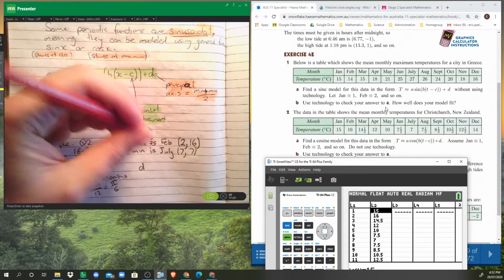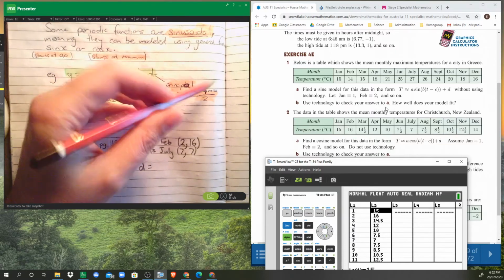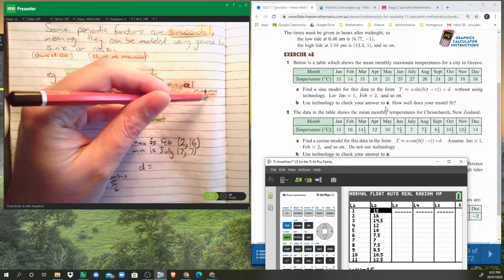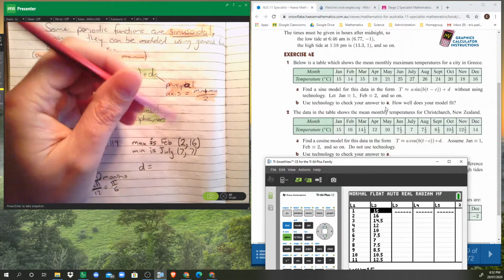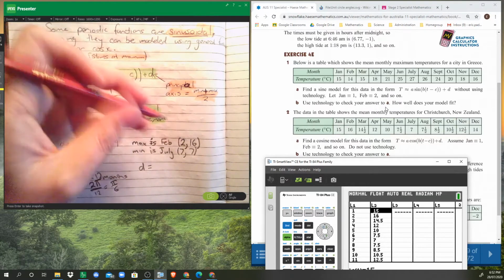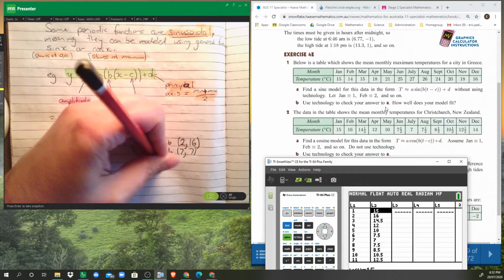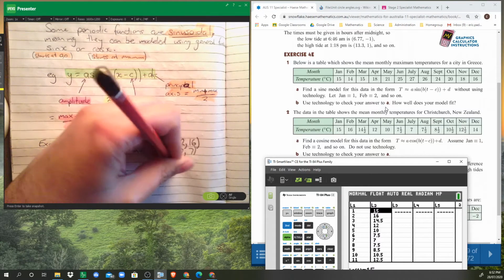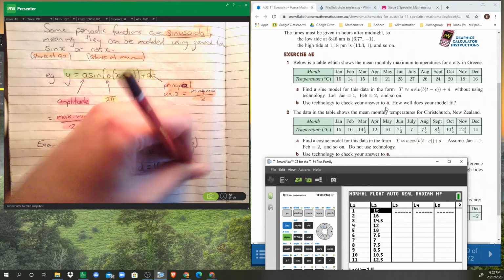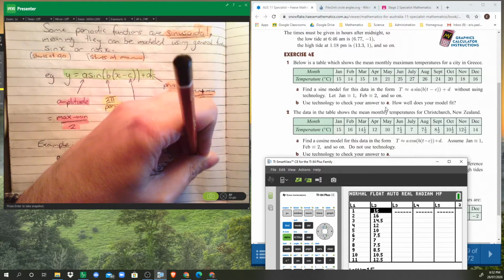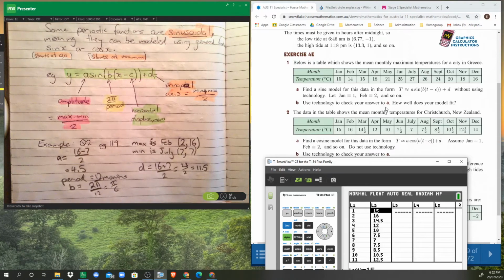Okay. D is your principal axis, so min plus max over 2. That's 16 plus 7 over 2. That is 23 over 2, which is 11.5. That is my value for D.